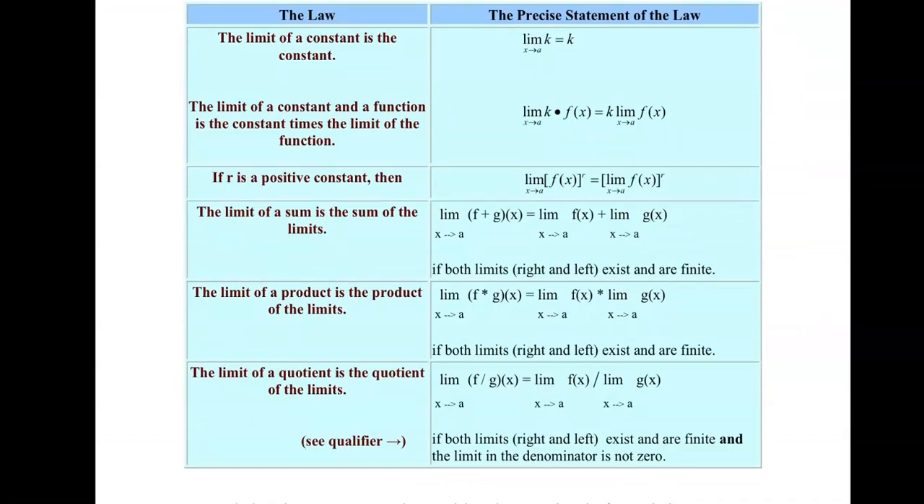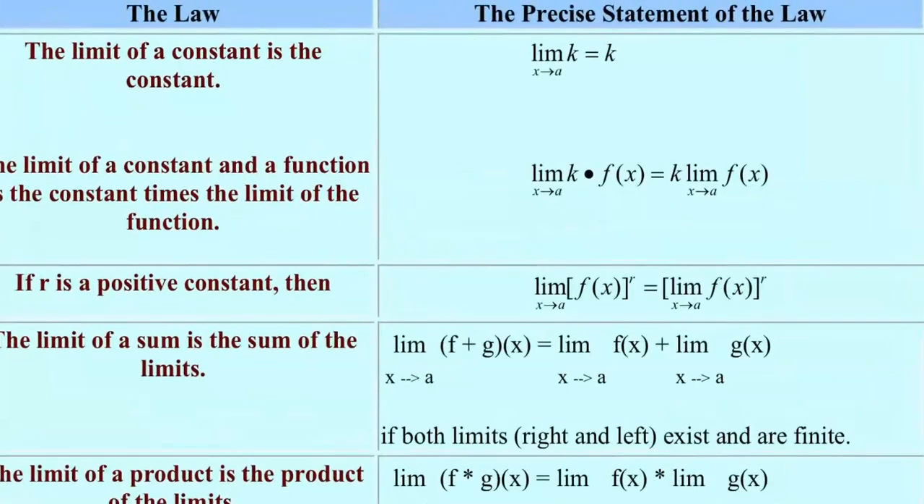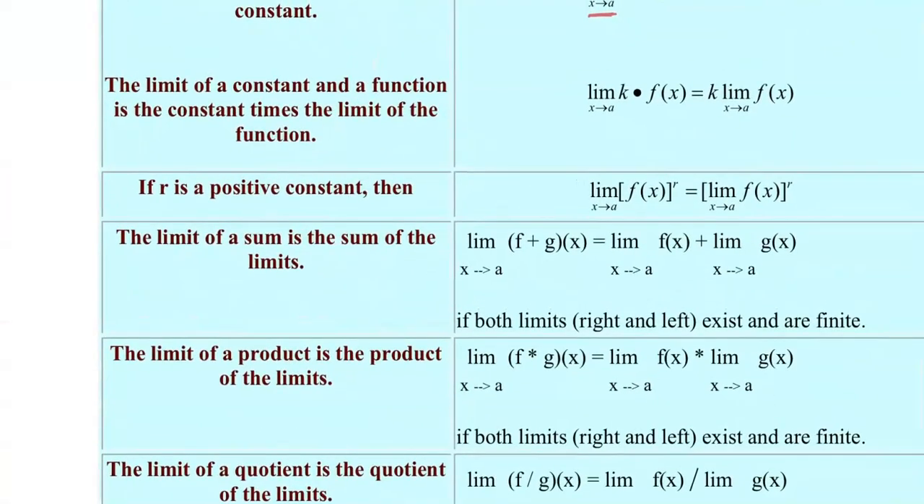Okay, so then there are 6 limit theorems. Now we're going to use this to a limited extent, no pun intended. Okay, the limit of a constant is the constant. So how is that? As x is changing, if you're saying I want to find the limit of 7 as x gets closer and closer to whatever, it doesn't matter. The limit of 7 is going to be 7. 7 is not going to vary. It's a constant. So the limit of a constant is the constant.